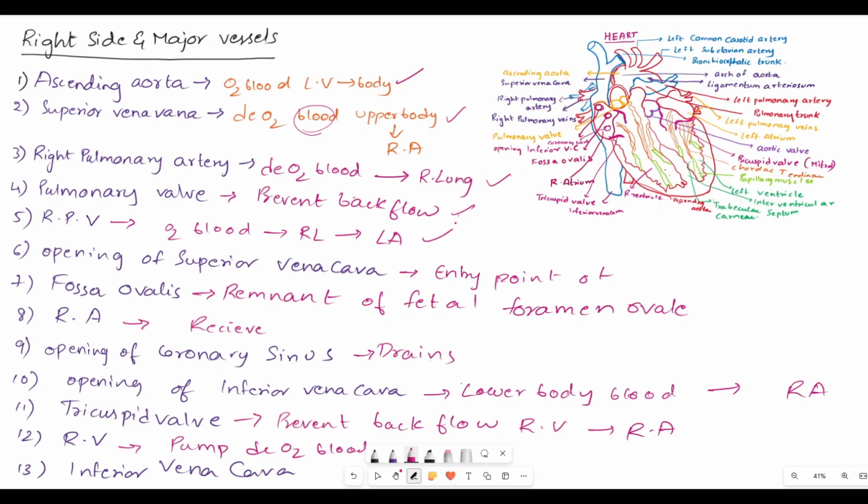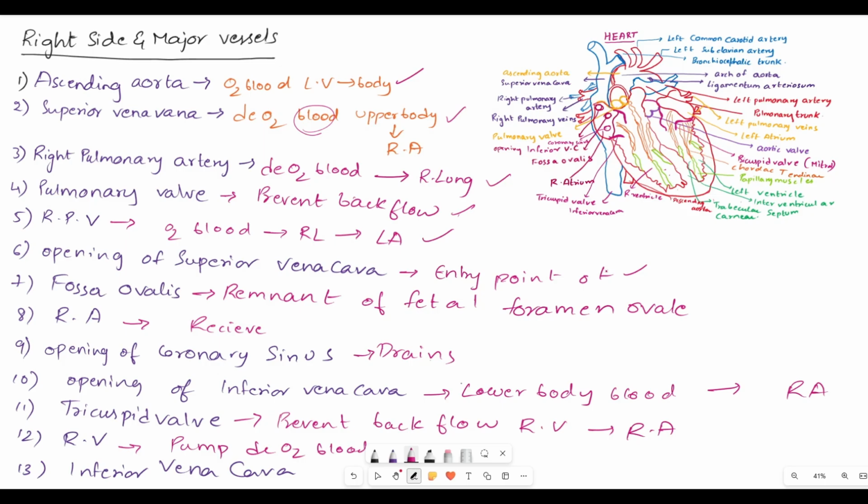Then next one is right pulmonary vein. This will be bringing the oxygenated blood from the right lung to the left atrium. Then next one is the opening of superior vena cava. This is an entry point of venous blood into the right atrium. Then next one is fossa ovalis. This is a remnant of fetal foramen ovale.